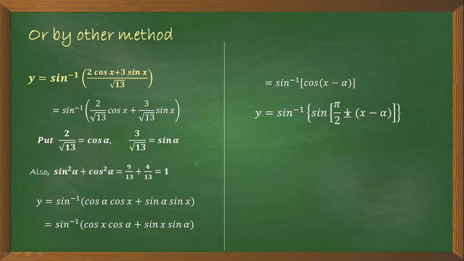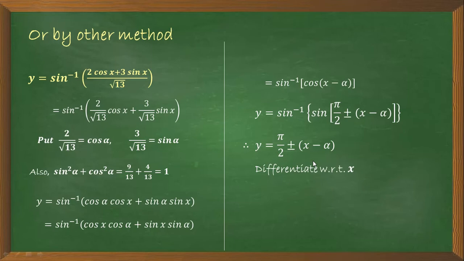So I have used both the cases here, plus or minus, because sine(pi by 2 plus theta) and sine(pi by 2 minus theta) both are equal to cos theta. Okay, so here we need an extra step to convert cos ratio into sine ratio because of this consideration. Okay, now after this we get the simplification like this. So we get pi by 2 plus or minus in bracket (x minus alpha).